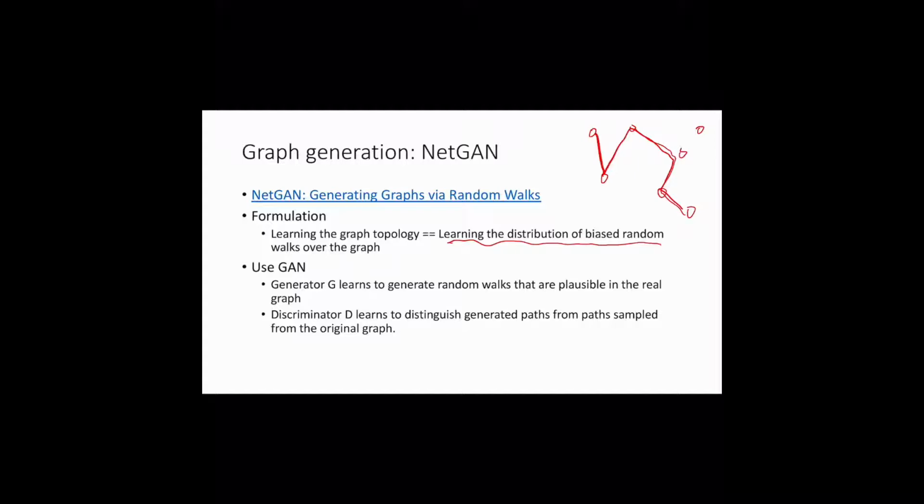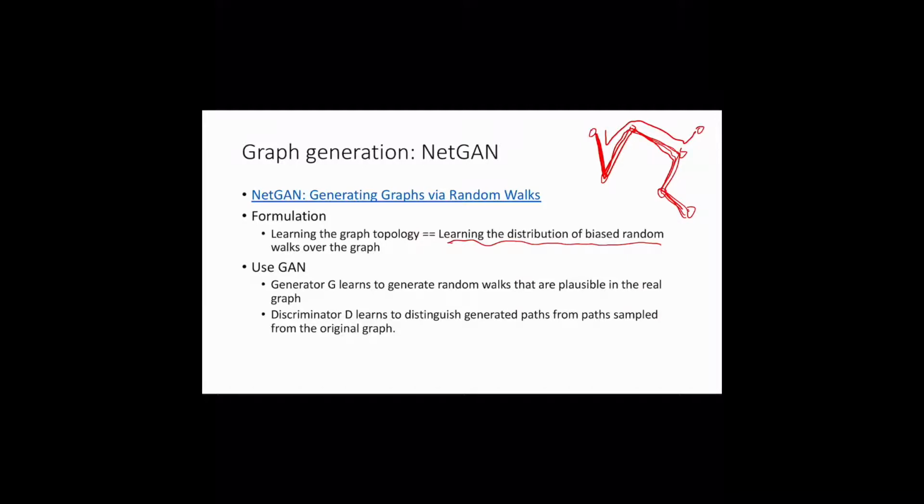So if the original graph exhibited this sort of path, our generator model should be able to return a path that looks similar to this, maybe this path. That is not necessarily a copy, a memorization of the paths in the original graph, but similar paths that are also plausible given the nodes and the edges.